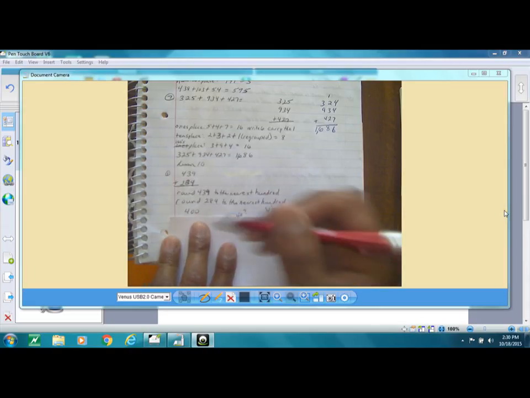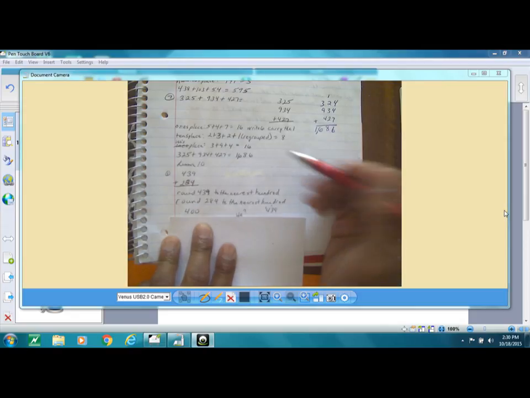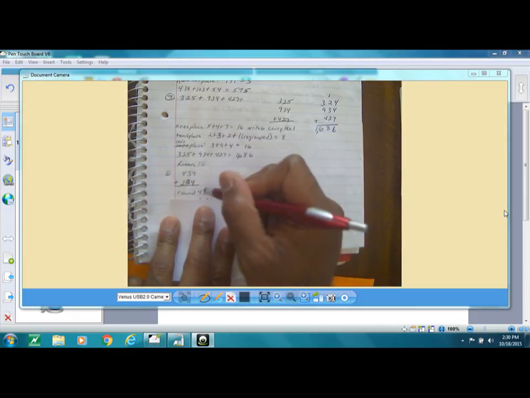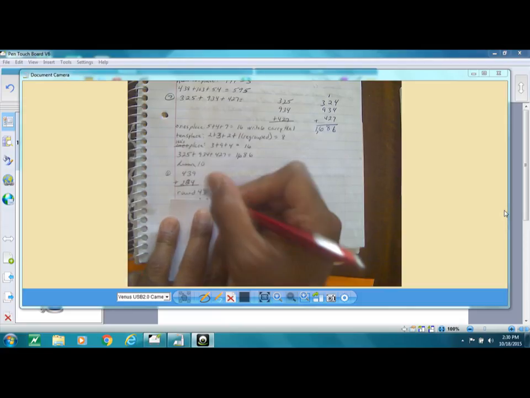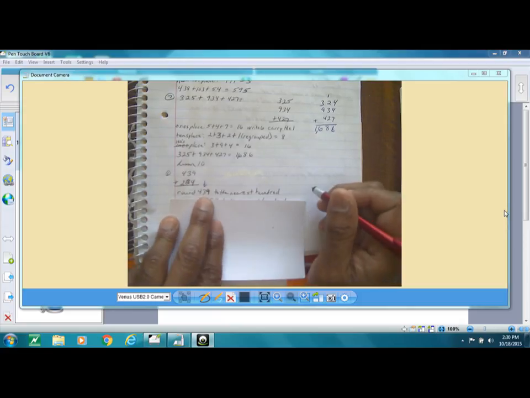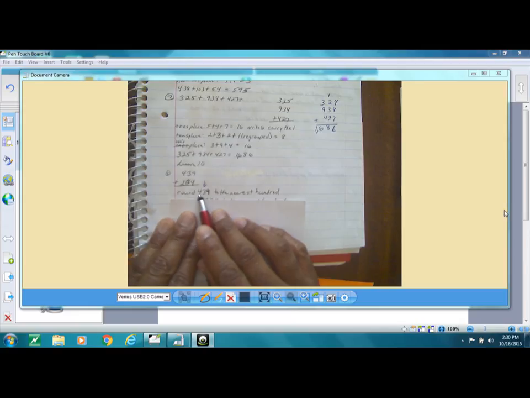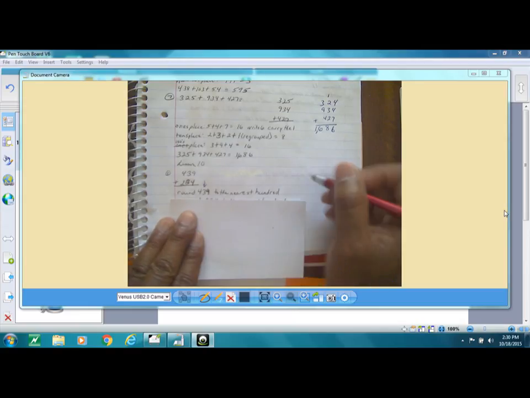Remember that when you round to 400, we look to the place on the right. If that number is between 0 and 4, then the 4 stays the same. If this number is between 5 and 9, then the 4 goes to a 5. In this case, 3 is between 0 and 4, so the 4 stays the same. Every number after the 4 becomes a 0.